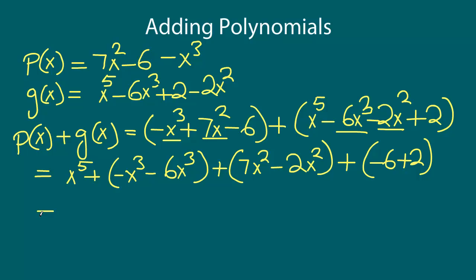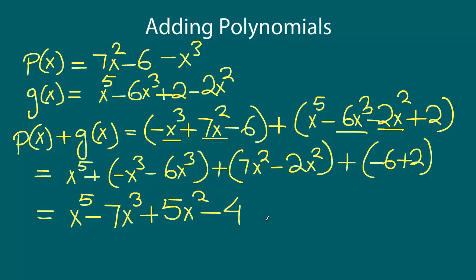And now let's just write this. So we have x to the power 5. This will be minus 7x cubed. This will be plus 5x squared minus 4. So this will be the answer when we try to add these two polynomials.